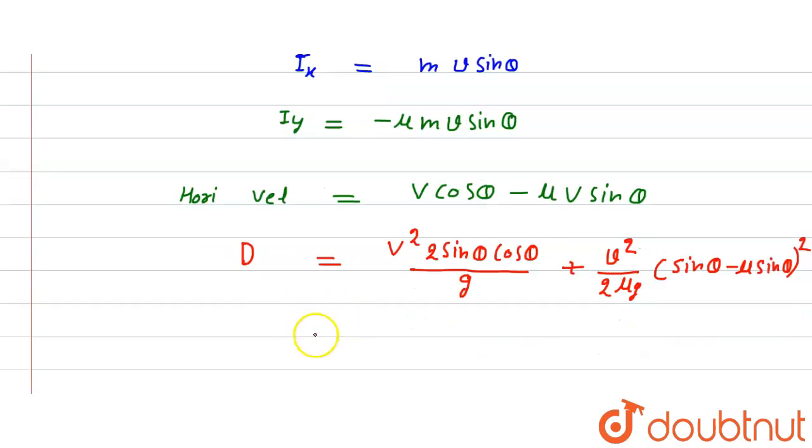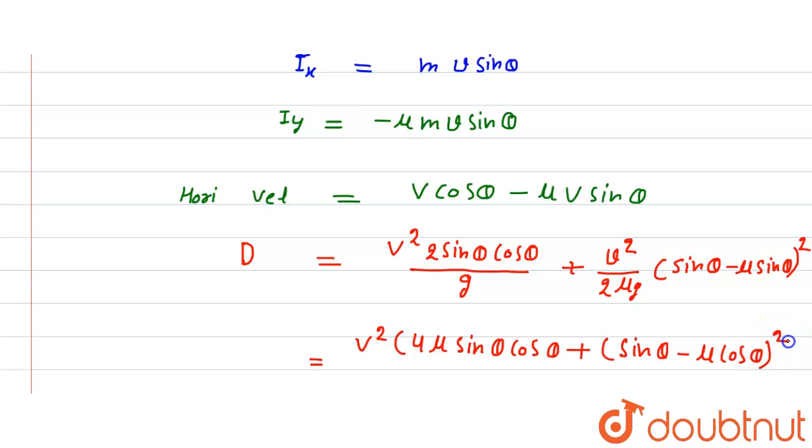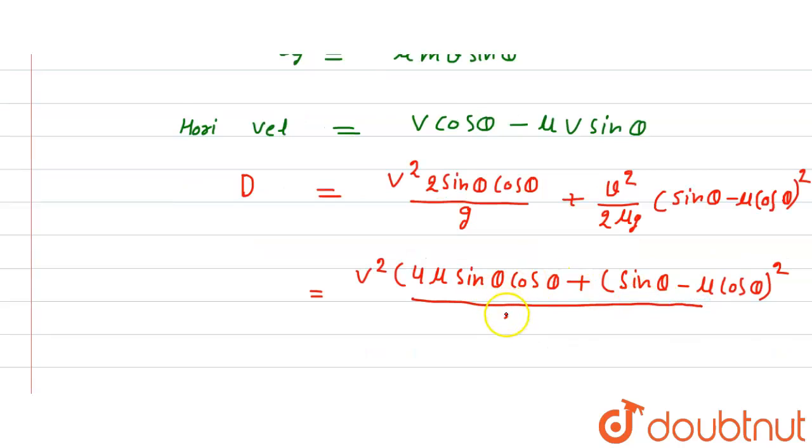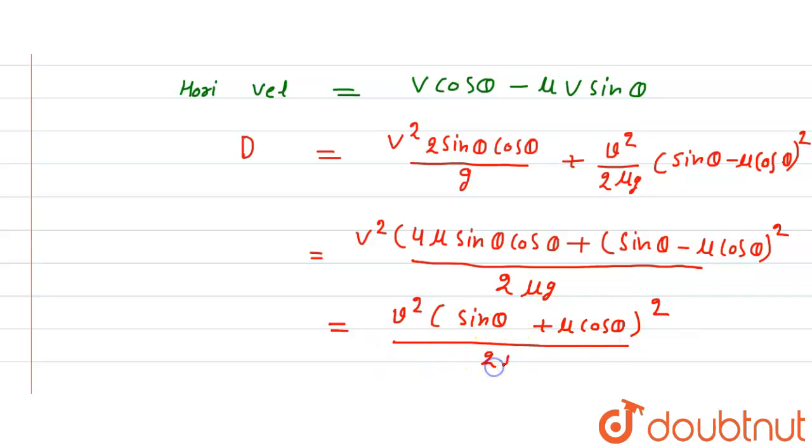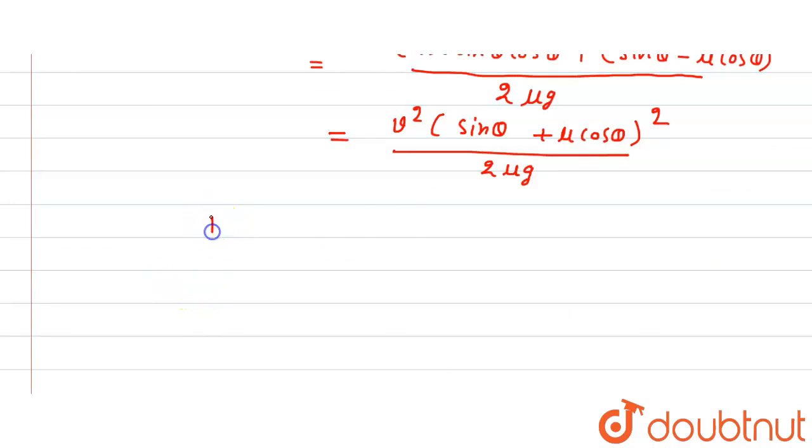Square, and here after calculating it is equal to v square 4 mu sin theta cos theta plus sin theta minus mu cos theta square, this is the mu cos theta, upon 2 mu g, and here it is equal to v square sin theta plus mu cos theta square upon 2 mu g, and here d max is equal to v square 1 plus mu square upon 2 mu g. So the distance value will come here.